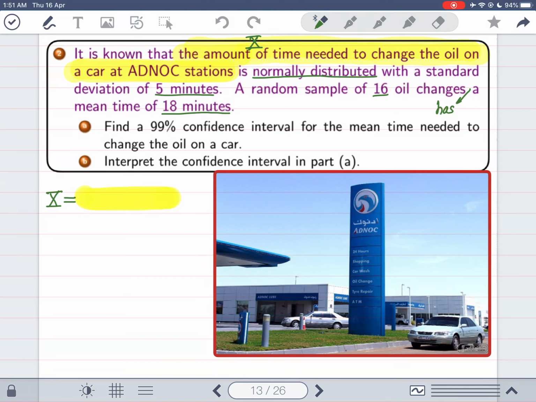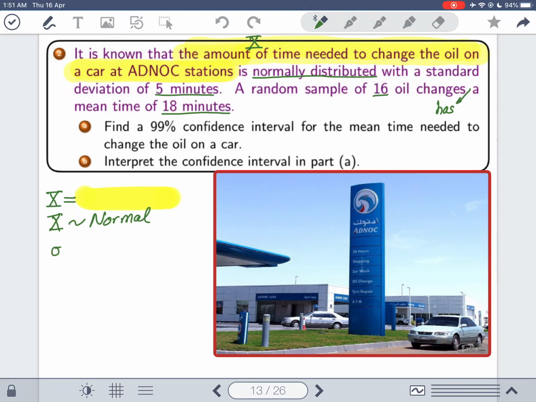And we know that x follows a normal distribution. So x is normally distributed. So we write it like this. And standard deviation sigma is given to be 5 minutes.